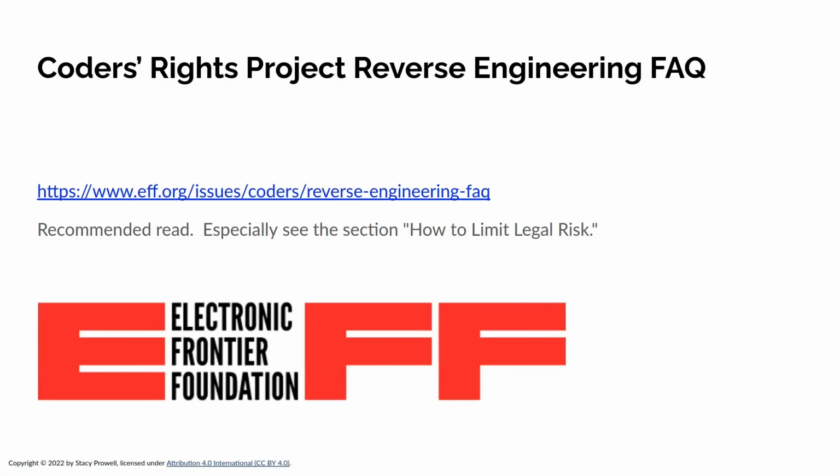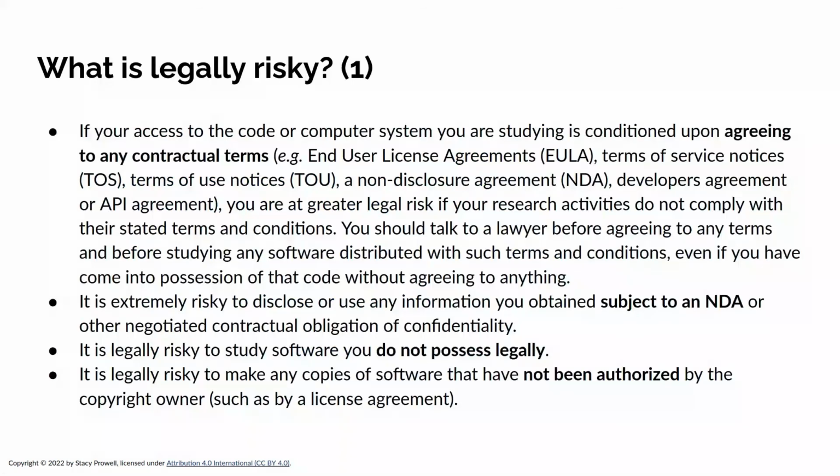You want to know more about this? The Electronic Frontier Foundation has a whole big long page of information about how to limit your legal risk when you're doing reverse engineering of commercial software. And what's risky? Violating your contract terms, violating an NDA, stealing software, etc. Those are things that are legally risky, shockingly, right? Violating agreements, stealing stuff, doing stuff you're not authorized to do. Okay.